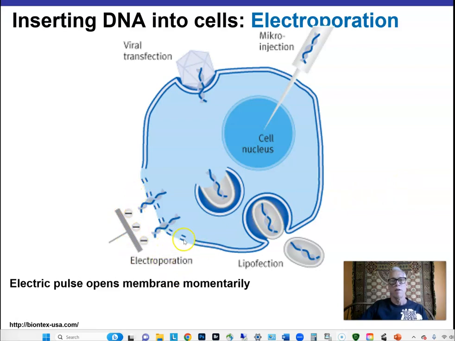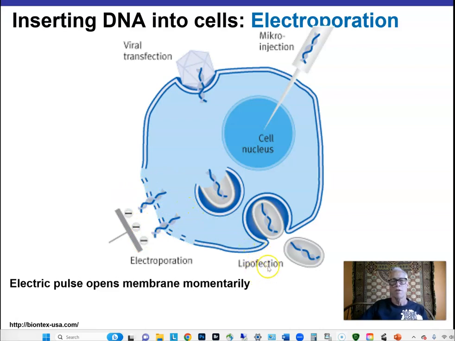Electroporation, they drew the discontinuities in the membrane, right? We're using an electrode to shock this cell with electric current, and it produces some temporary holes in the membrane just instantaneously, and plasmids can get right into there.